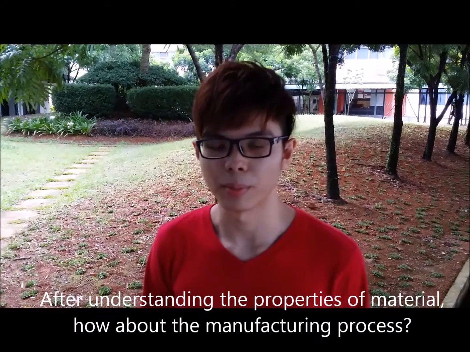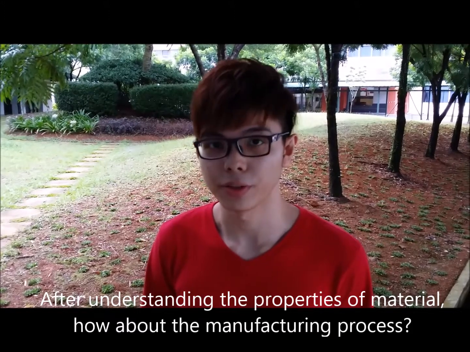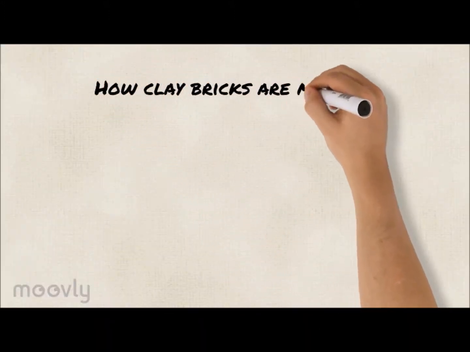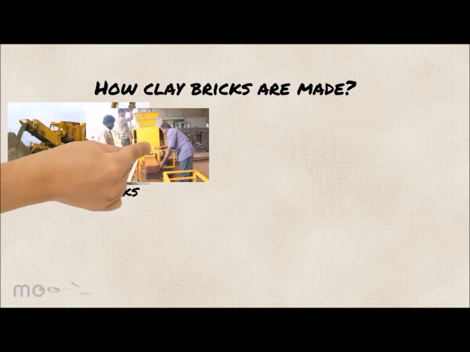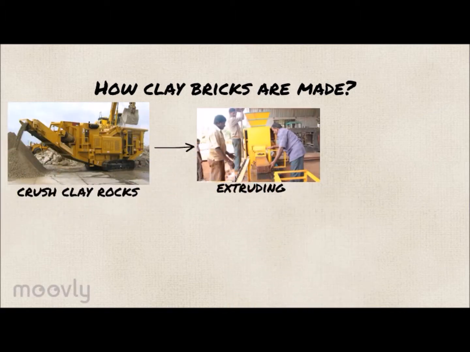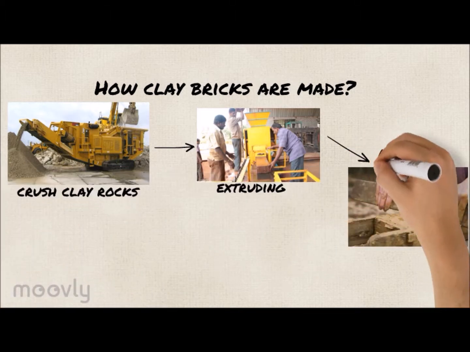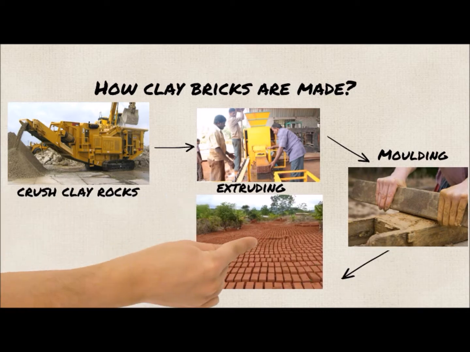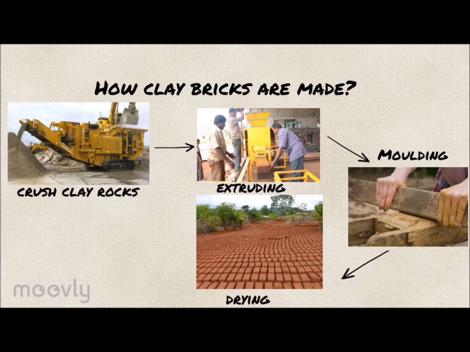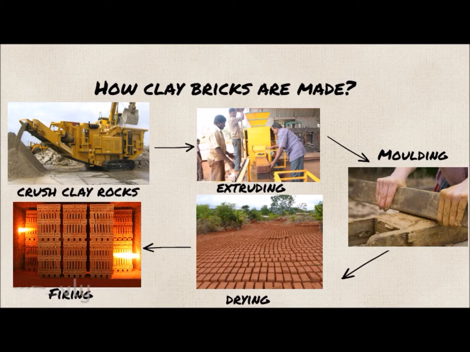After understanding the properties of material, how about their manufacturing process? How are clay bricks made? First, clay rocks are crushed into smaller size and mixed with the right amount of water. Next, the mixture is extruded out from a specific machine. And then the mixture is put into a specific mold and the excess will be removed. The bricks are then taken out for drying. Lastly, once the bricks are dried, they will enter the firing stage.